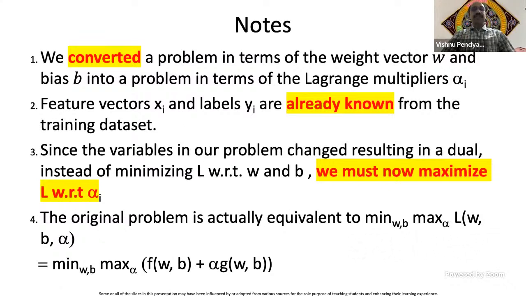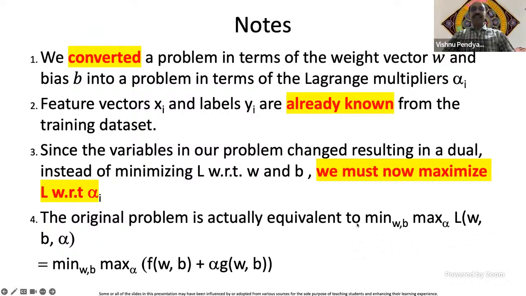Since the variables in our problem changed, resulting in a dual, instead of minimizing L with respect to W and B, we must now maximize L with respect to alpha. So the original problem is actually equivalent to a min-max problem now, right? So this is kind of summarizing what we already talked about, right?